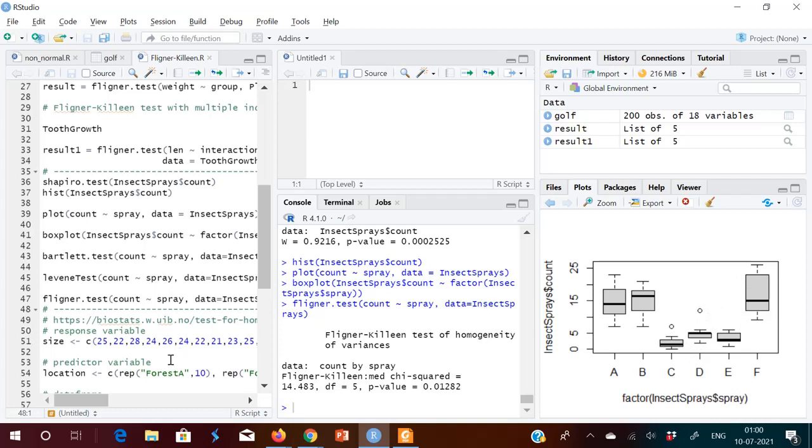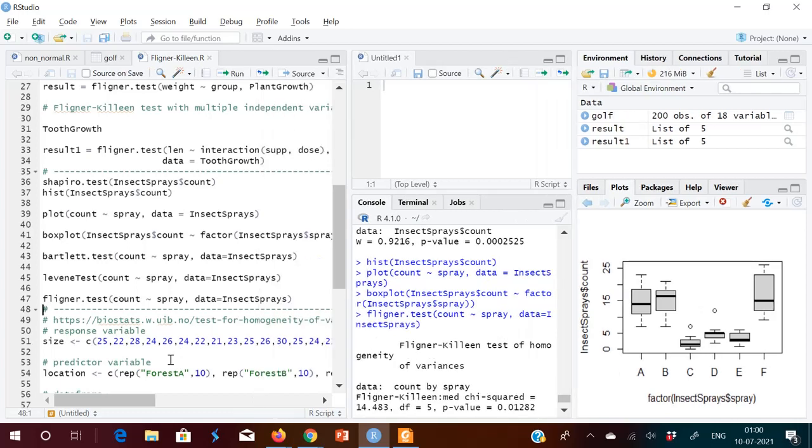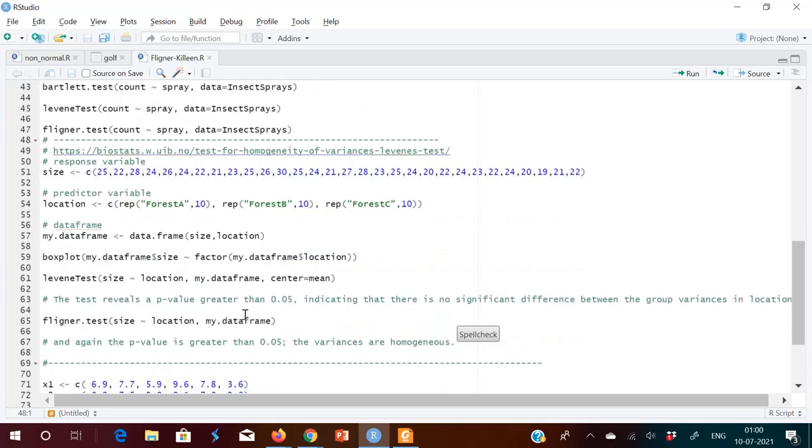So I will show you one more example. I am making a vector here, size and the location, and then I'm going to make a data frame from that, and then box plot that, and then do the test and see. So this is one vector, another vector, and I'm going to combine both vectors and make a data frame.